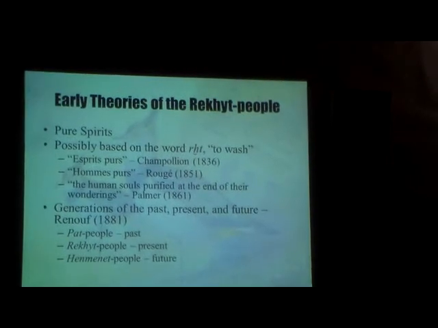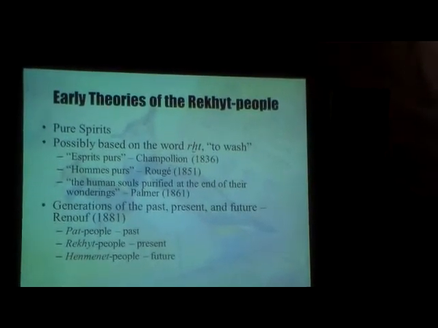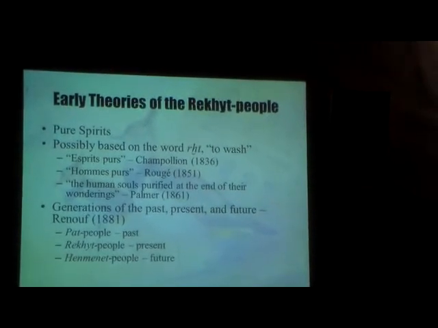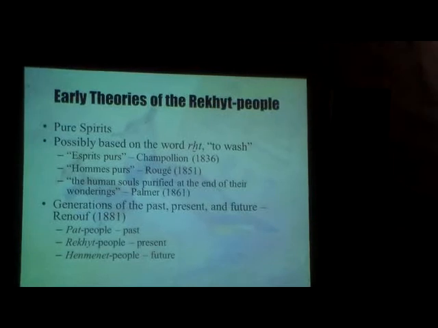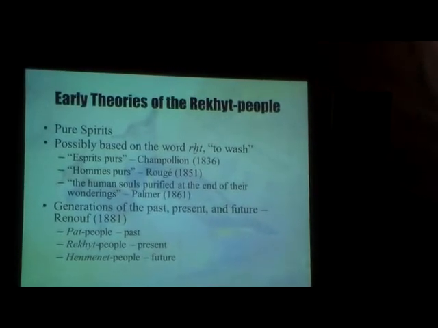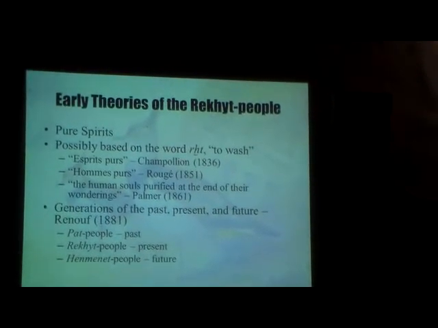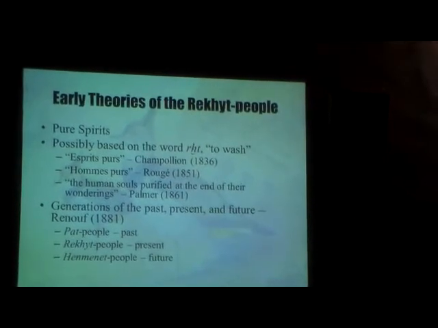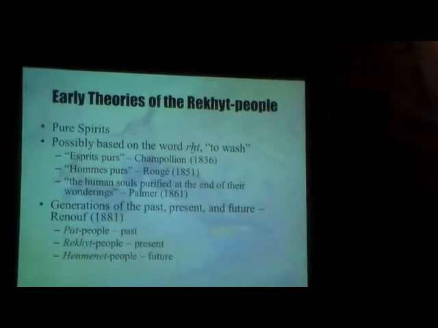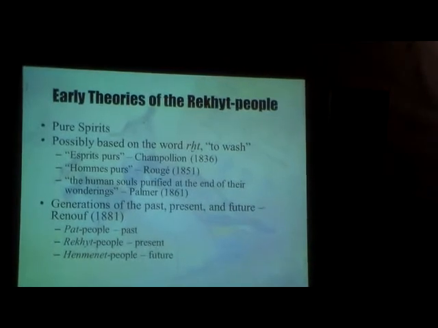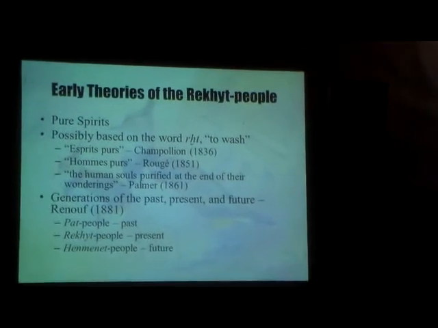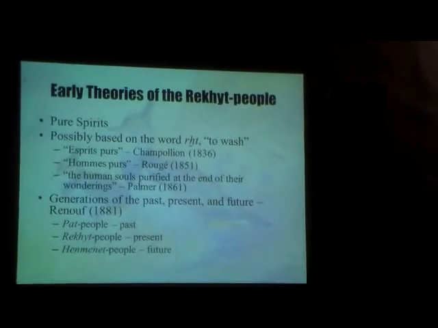But then you have Pierre Lefébure in the late 1800s, and he described three groups of people: the Pat people, the rekhyt people, and the Henememet people. They're very closely linked with one another. He described the Pat people as the people from the past, the rekhyt people as the people from the present, and the Henememet people, those of the future. But there's no evidence for this. Where he came up with this theory, nobody knows. It was quickly dismissed because there was no evidence.